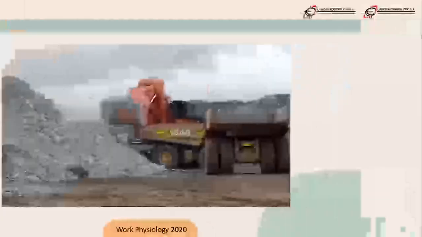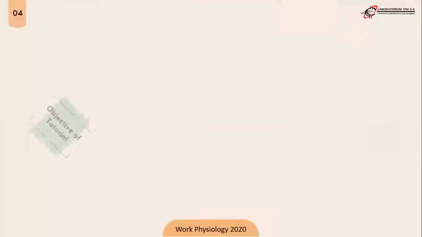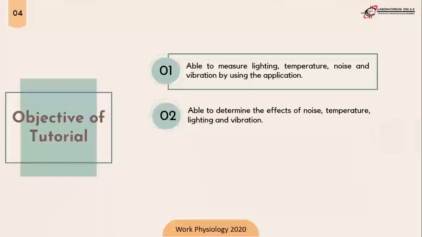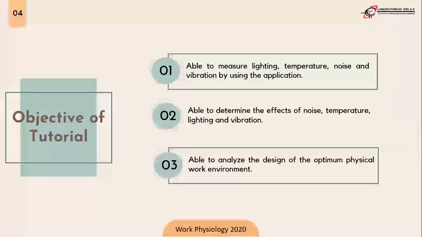Okay, let's move. So the objectives of these tutorials are: first, you should be able to measure lighting, temperature, noise, and vibration by using the application. And the second is you should be able to determine the effects of noise, temperature, lighting, and vibration. And the last is you should be able to analyze the design of the optimum physical work environment.